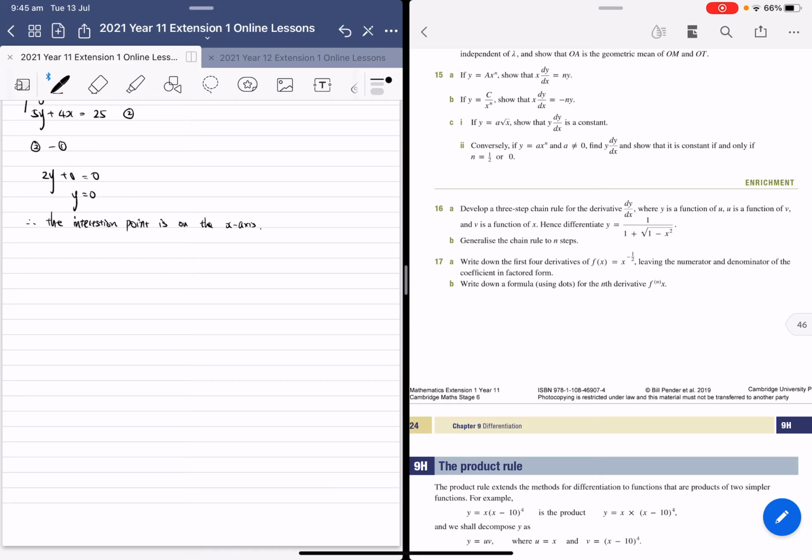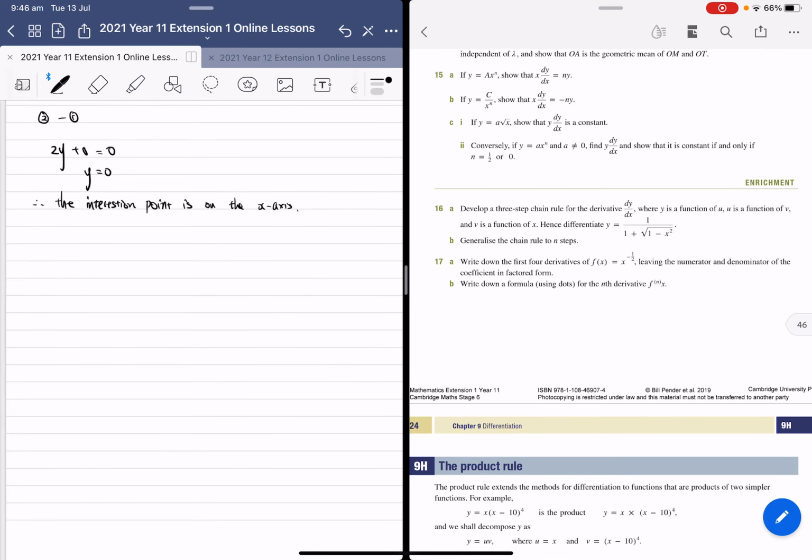Okay, so have a look at 16a. It says develop a three-step chain rule for the derivative dy over dx, where y is a function of u, u is a function of v, and v is a function of x. That's very interesting. So we've got a y function, but it's a function of u, and u is a function of v, and v is a function of x. And hence differentiate. Okay, let's start.